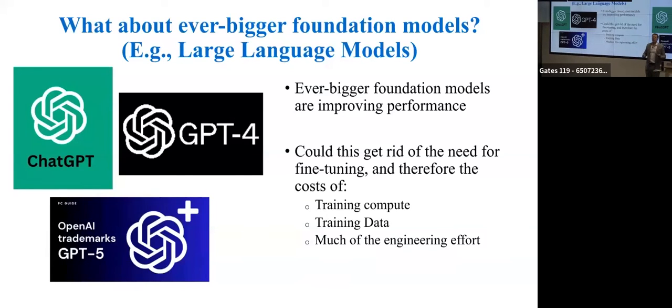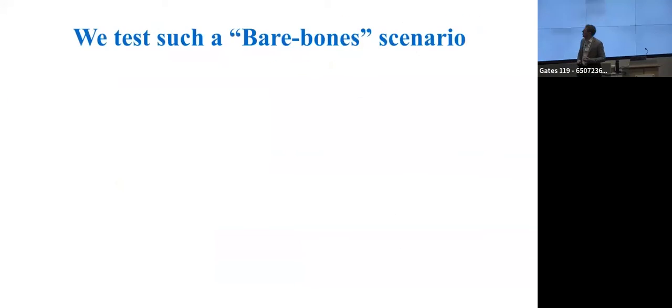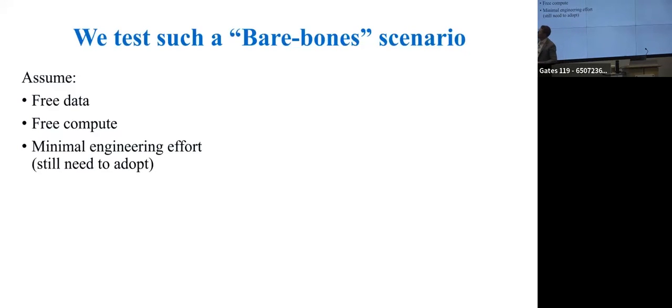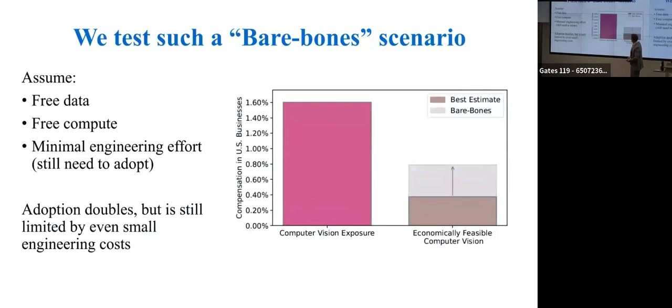We said, well, in computer vision, let's imagine we had this incredibly good system. Actually, how much would that change our answer? The answer is it does change it, but not a ton. So we're going to assume data is free, compute is free, minimal engineering. Okay? And our estimate goes from 23% to about half. So it changes things, but still not all the way.